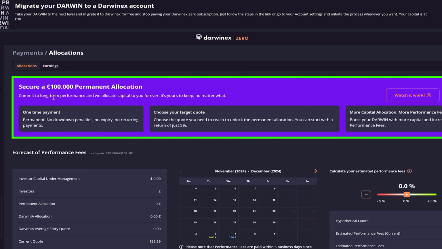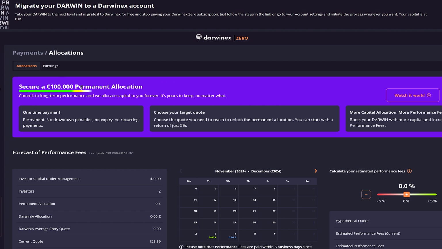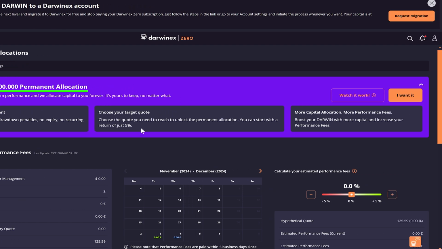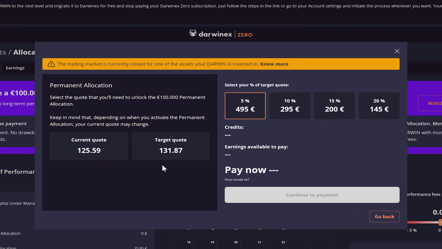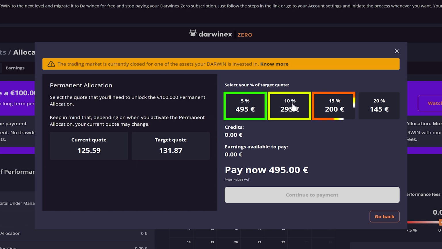What you're actually able to do in the DarwinX Zero platform is get a 100,000 euro permanent allocation. So it never expires. And how you do this is it's similar to a prop firm anyway. You've got to go to I Want It. Much like a prop firm, you pay a fee, and once you hit a target, you're going to get this allocation.